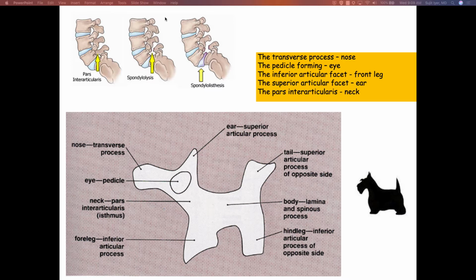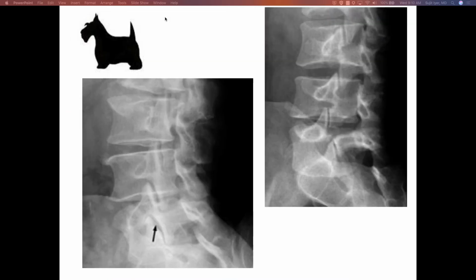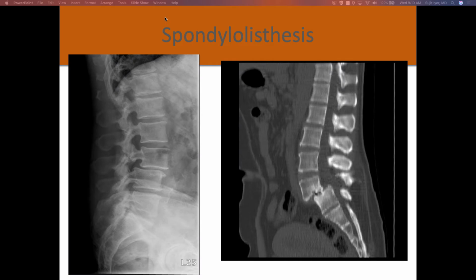And then you can see that the pedicle is the eye, and then the other parts are different parts of the vertebrae. There you can see arrows showing the head, ear, neck, and then the body and the legs. And on this film you can see a collar on the Scotty dog there. And then spondylolisthesis is anterior slippage of the vertebrae, one on the other.